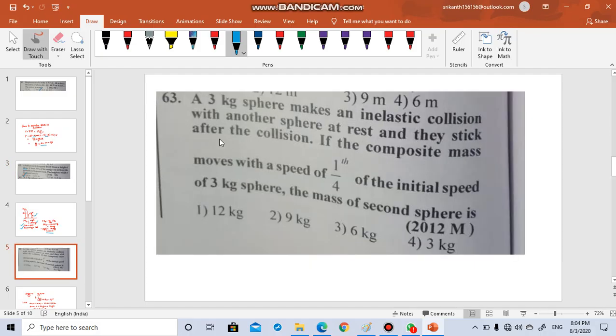Let us move to the next one. A 3 kg sphere makes an inelastic collision with another sphere at rest, and they stick after the collision. They stick after the collision, मतलब चिपक गए. If the composite mass, composite means दोनों का मिला करके, moves with a speed of 1/4 of initial speed of 3 kg sphere, the mass of the second sphere is.